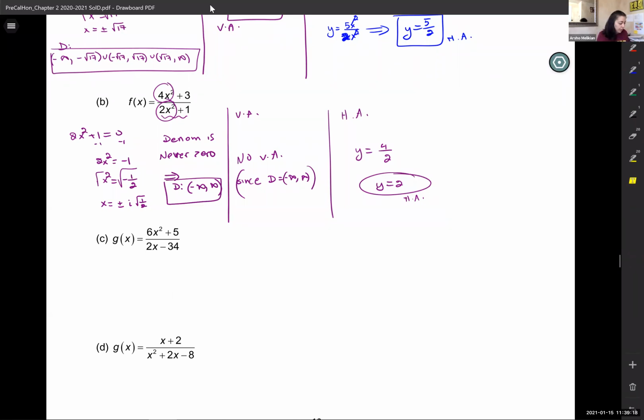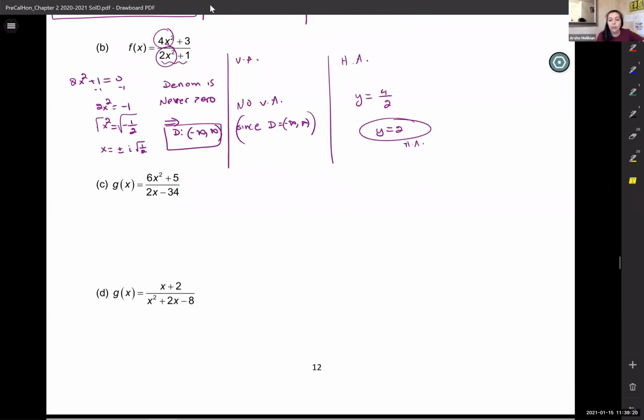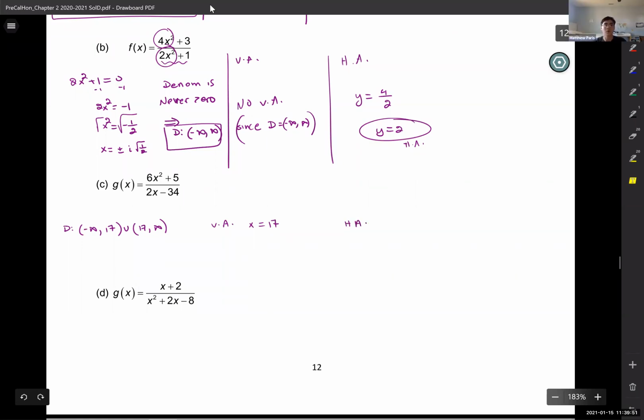So what do you guys think? What's the domain for this one? Ben? From negative infinity to 17, union 17 to positive infinity. Absolutely. Can someone tell me the vertical asymptote? Evan? I got x equals 17. Yes. And can someone tell me what the horizontal asymptote is? 0.